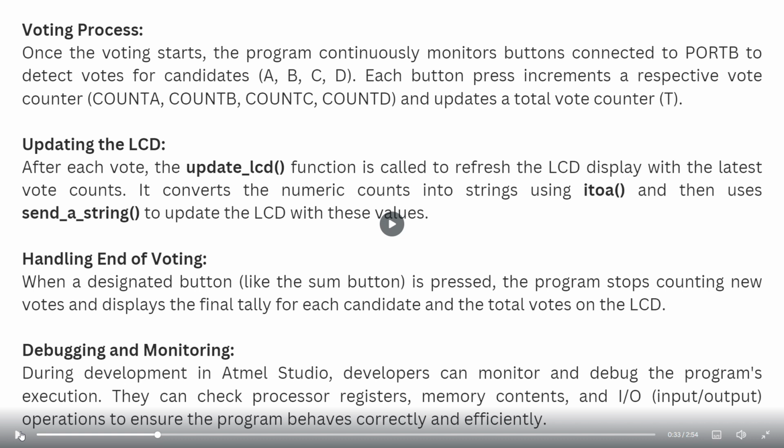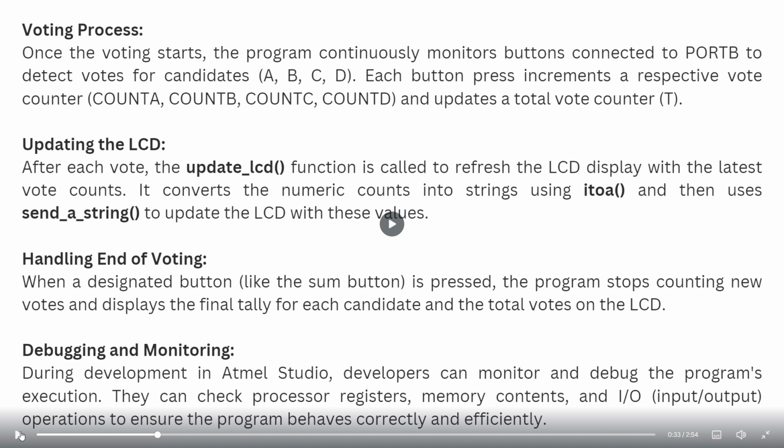It converts the numeric counts into strings using the itoa function, which is predefined in the library. Then it uses the send string function to update the LCD with this value. After the end of the voting, a designated button, the sum button, is pressed. Then the program will stop counting new votes and display the final tally for each candidate and the total votes on the LCD. And the last one is debugging and monitoring.